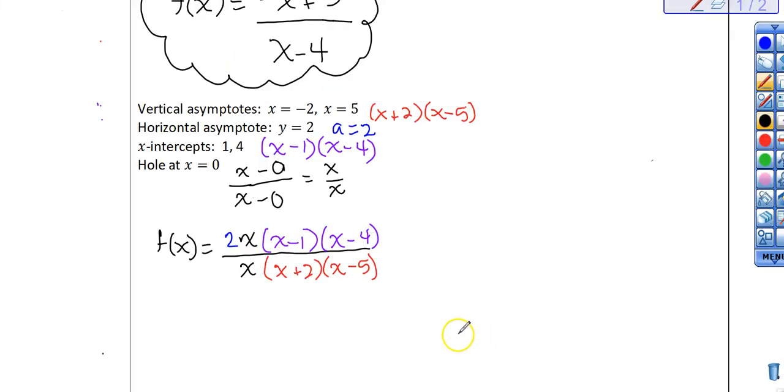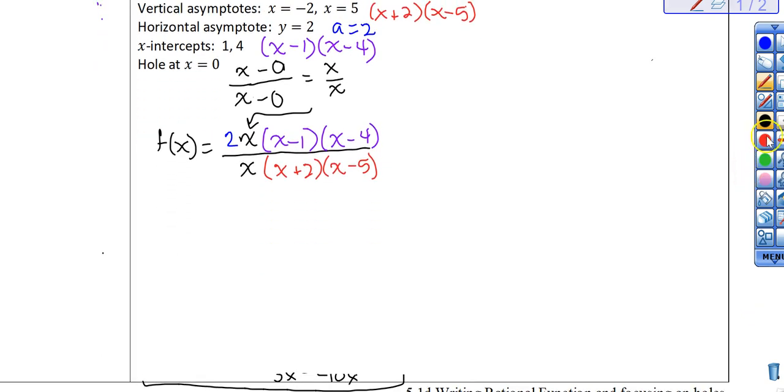Okay, so hopefully you've got it down to this position where you have included the situation where you have a hole, which is a duplicate factor in the numerator and denominator, and your hole's at 0. So x minus 0 over x minus 0, which reduces down to x, which I inserted in the front because it's a monomial factor. Okay, and then you have your A and your x-intercepts and your vertical asymptotes. Let's go ahead and simplify that.